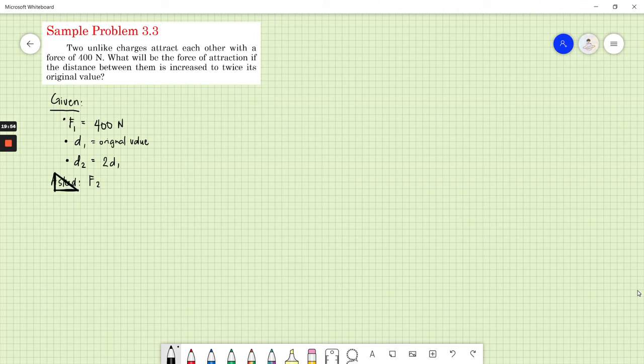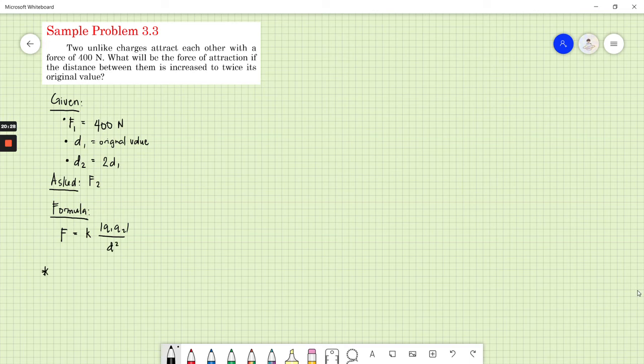Okay, so how are we going to solve this type of problem? What formula are we going to use? We have to derive a formula for this problem. We know that the formula for our Fe, or Coulomb's law, is F equals K multiplied by the absolute value of Q1 and Q2, divided by d squared.